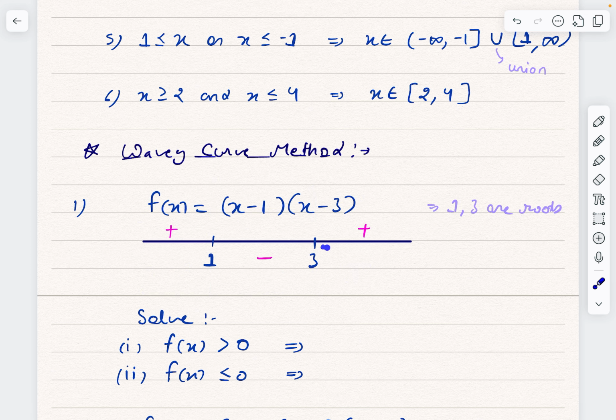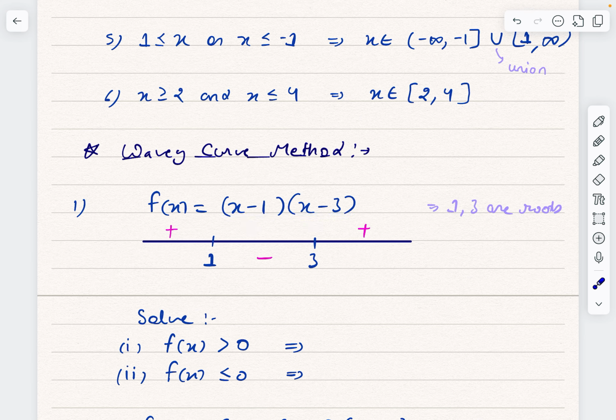Take any number which is more than 3. Let us just say 4. If I put 4 here, you'll see this will be positive, this will be positive, product will be positive, so you get positive. Next, take some number between 1 and 3. Let us say 2. Put it here. You will see this will be positive, but this will be negative. And when you multiply positive and negative, we get negative.